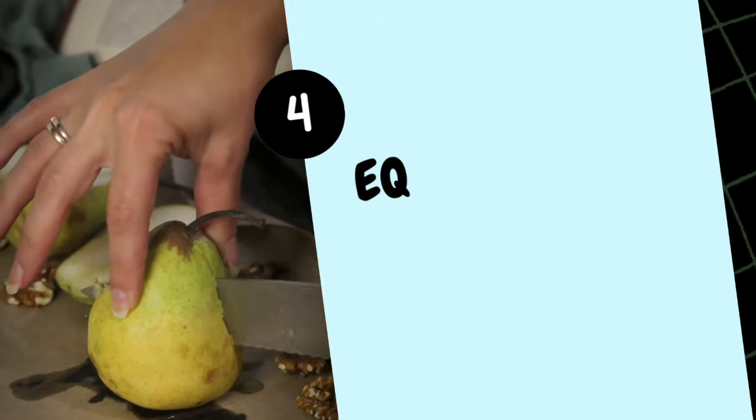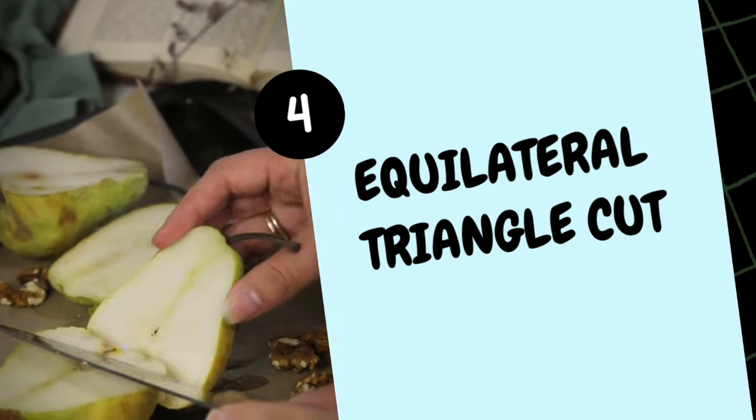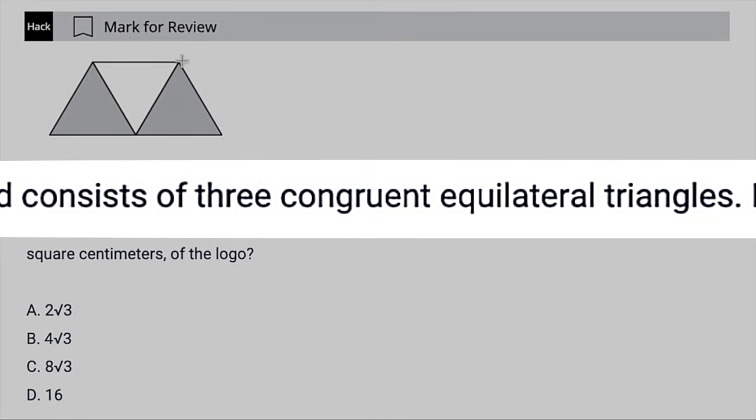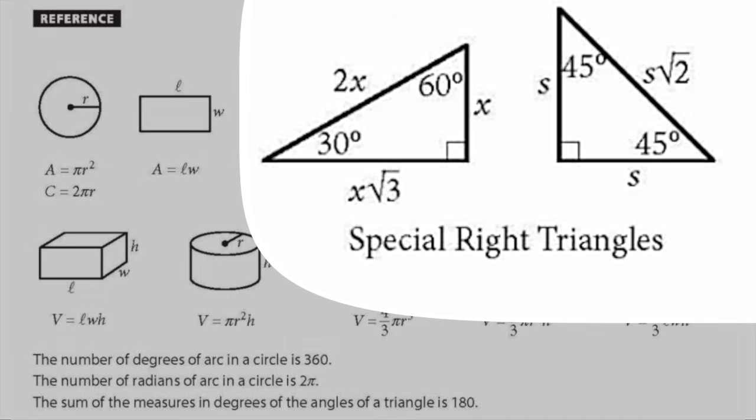Next up, we've got the equilateral triangle cut. If they tell you you're dealing with an equilateral triangle, you're probably going to want to cut it in half like so, because when you do this, you create a 30, 60, 90 triangle, which, as you should know, is a special right triangle. And this is on the reference sheet, so you don't have to memorize it.